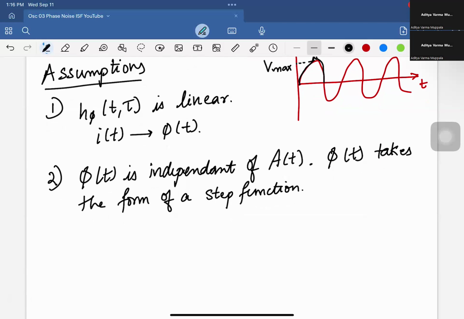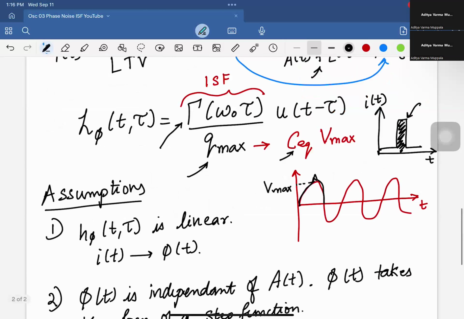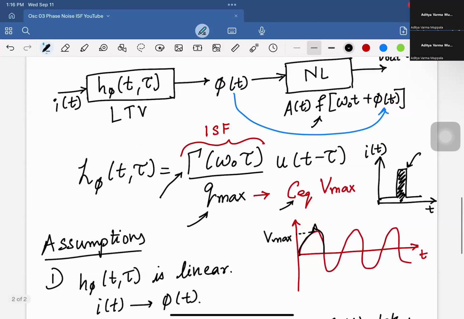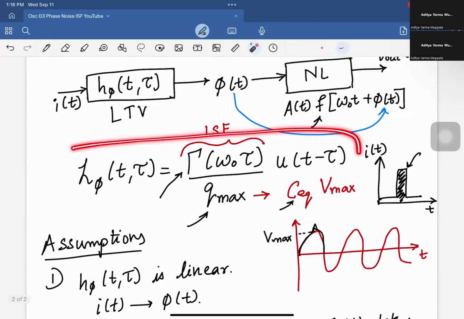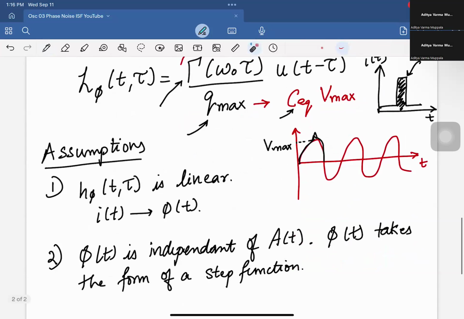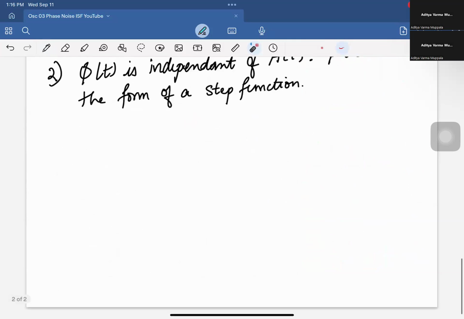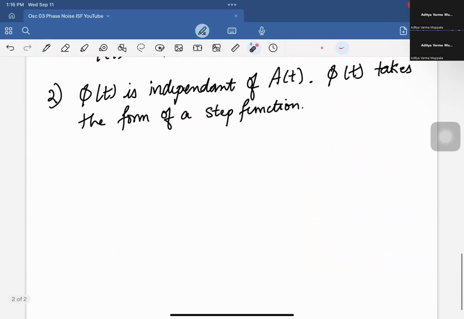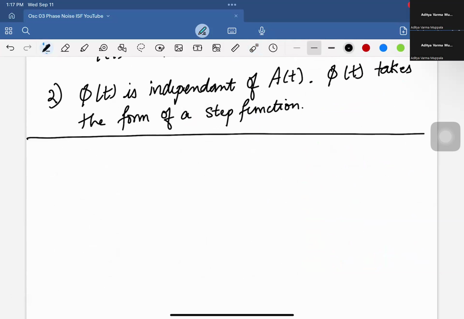Okay. So based on these assumptions, they derive this model here for the ISF. And today we'll essentially use this model to find how phase noise is generated. So the mechanisms behind the generation of the 1 over f cube phase noise and the 1 over f square phase noise, and so on, and where it comes from. And also we'll look at some design principles as to how to reduce the phase noise in a given oscillator.